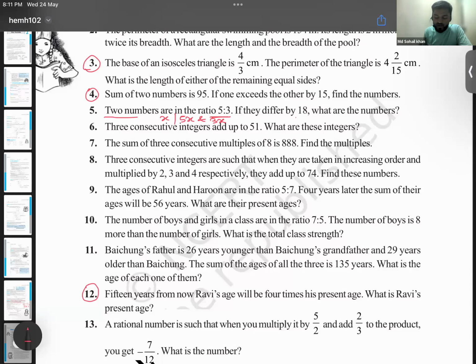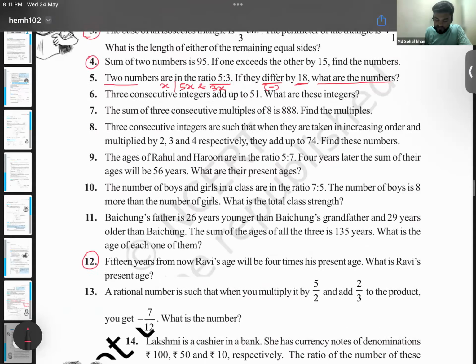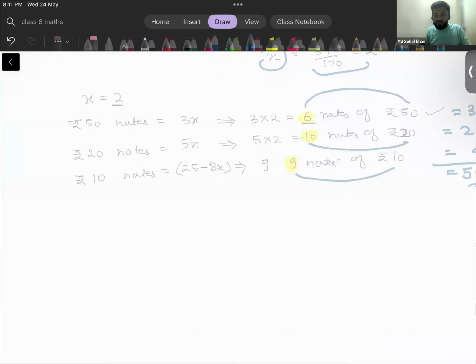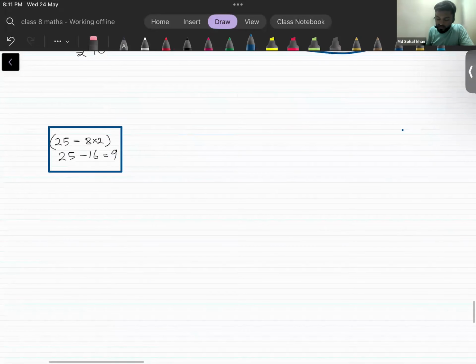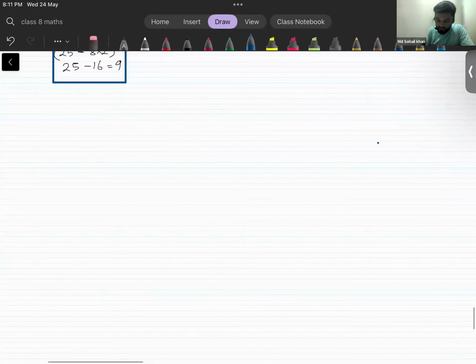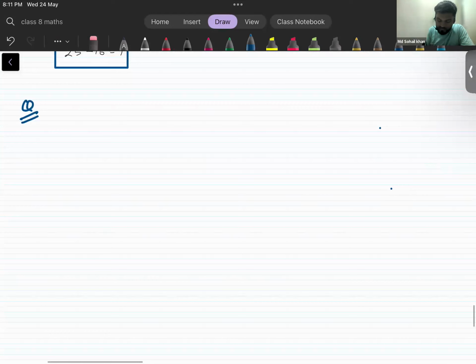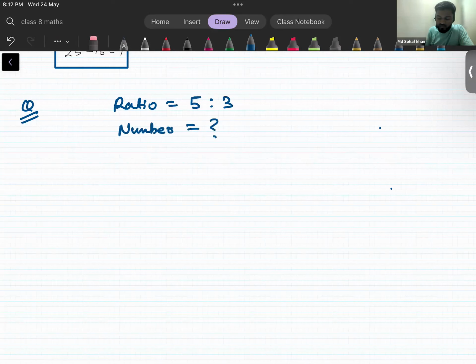Now, if they differ by 18, when it says differ, you simply have to assume it to be subtraction. It is talking about subtraction here. Look, what the question is saying is that you are given two numbers, which are in the ratio of 5:3. The question says there are two numbers whose ratio is 5:3. What is the number? We don't know.